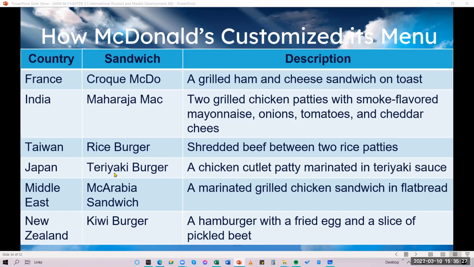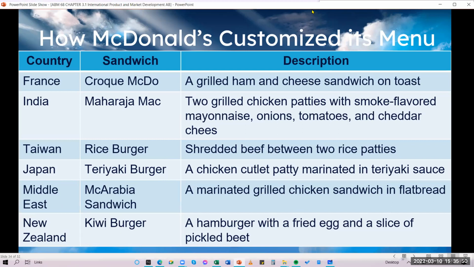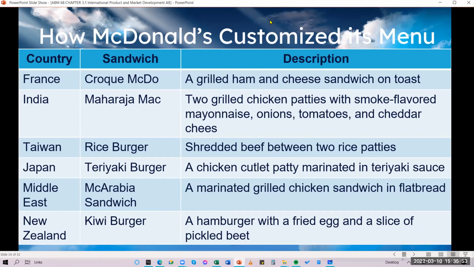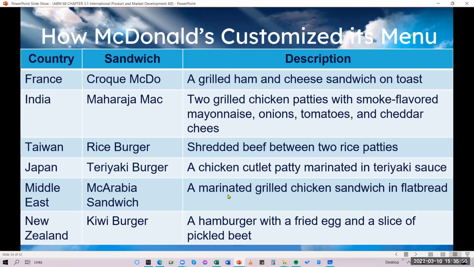In Japan, it's called the teriyaki burger: a chicken cutlet patty marinated in teriyaki sauce. I think the teriyaki flavor has already reached the Philippines. Next is the Middle East, the Mac Arabia sandwich, a grilled chicken sandwich in flatbread. While in New Zealand, the kiwi burger is a hamburger with a fried egg and a slice of pickled beet. That's based on their preferences. So as you can see, the sandwiches McDo offers differ in each country, again in order to cater to their customers' preferences.